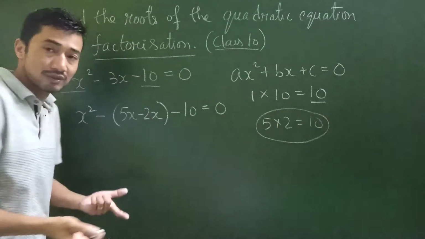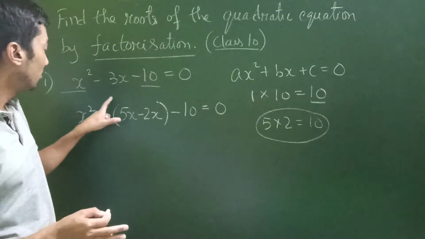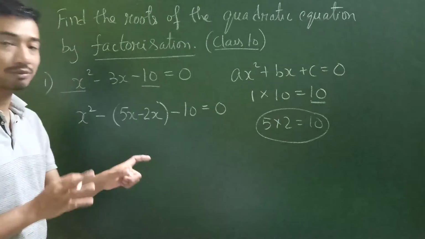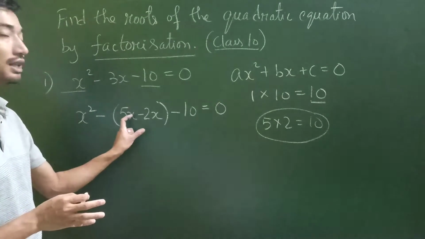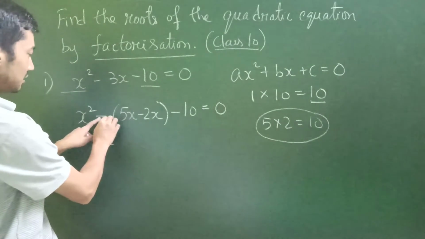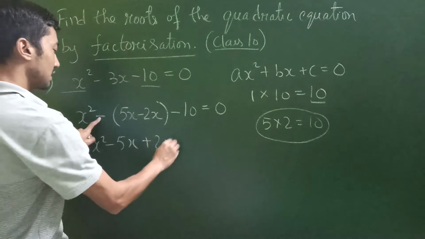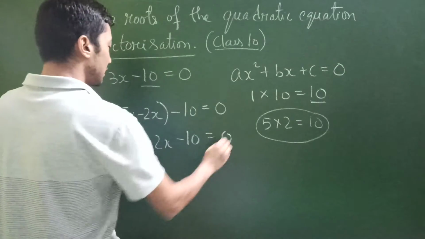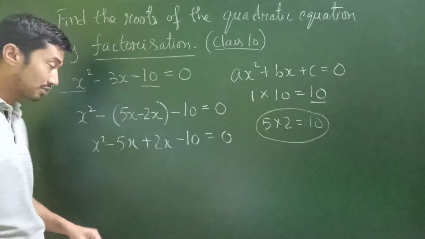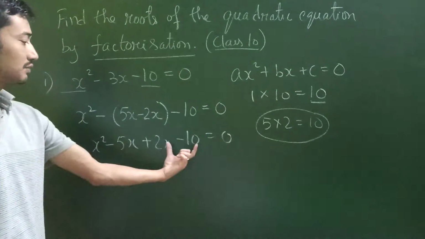So 5, since it is x, 5 minus 2. Now forget about the negative values and all. When you use this system, you really don't have to worry about matching the negative and positive values. Just write as it is. In the next step, when you remove the bracket, minus into plus is minus 5x, minus into minus is plus 2x, minus 10. So it is already justified. Once it is done, from 3 terms we have 4 terms.